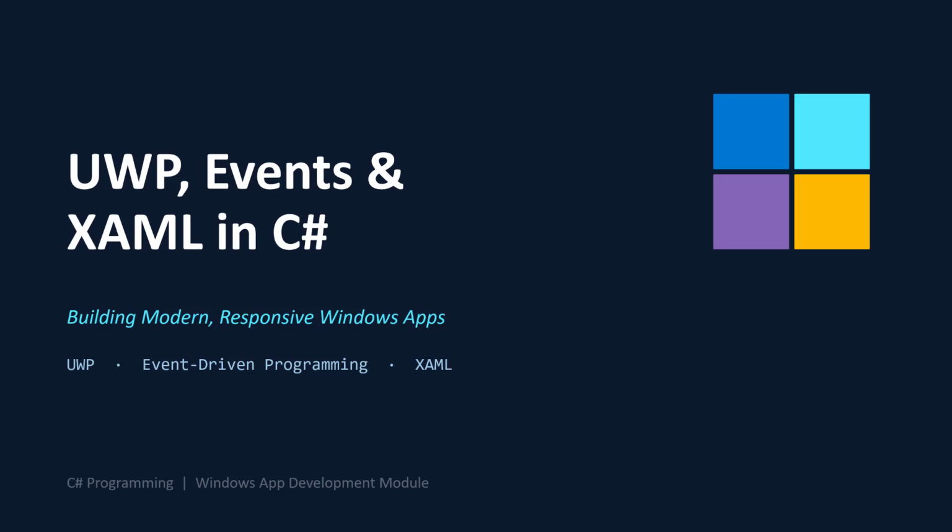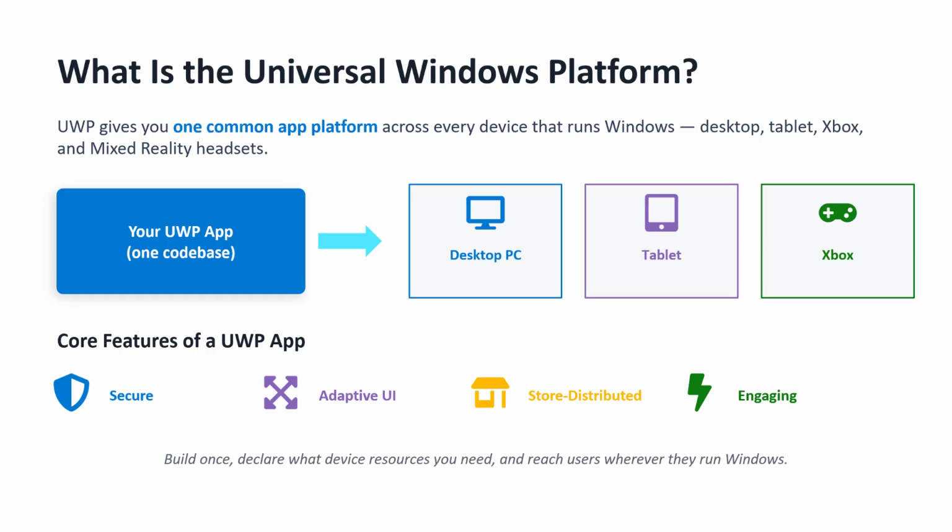So by the end of this lecture, you'll understand what makes a UWP app distinctive and how events flow from a user's click all the way to your C# code, and how to read and write basic XAML. So let's start with the big picture.